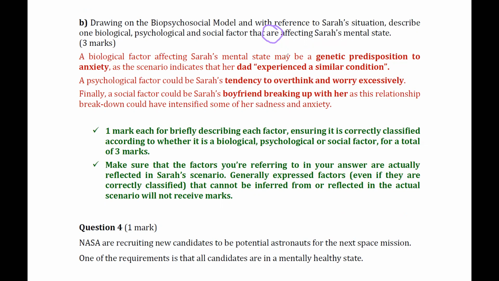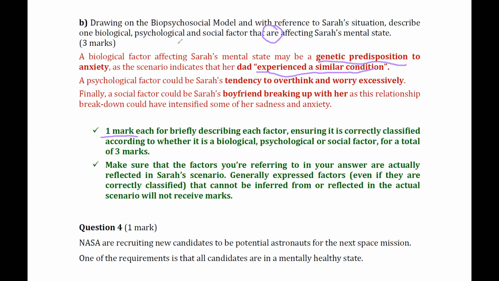Okay, so one biological factor could be the genetic predisposition. So Sarah is genetically predisposed to anxiety. It looks like that because the scenario says that her dad experienced a similar condition. Again, just quoting from the scenario here. A psychological factor could be Sarah's tendency to overthink and worry excessively. And a social factor could be Sarah's boyfriend breaking up with her, as this relationship breakdown could have worsened some of her symptoms of sadness or anxiety. So you got 1 mark for describing each factor very briefly. And obviously you have to classify that correctly.